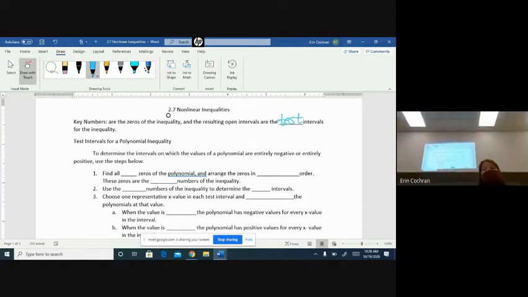Now, to determine whether the values in these intervals are entirely negative or entirely positive, we're going to use the steps below. We're going to find all real zeros, not imaginary, all of our real ones. And then we're going to arrange the zeros in order, in increasing order.